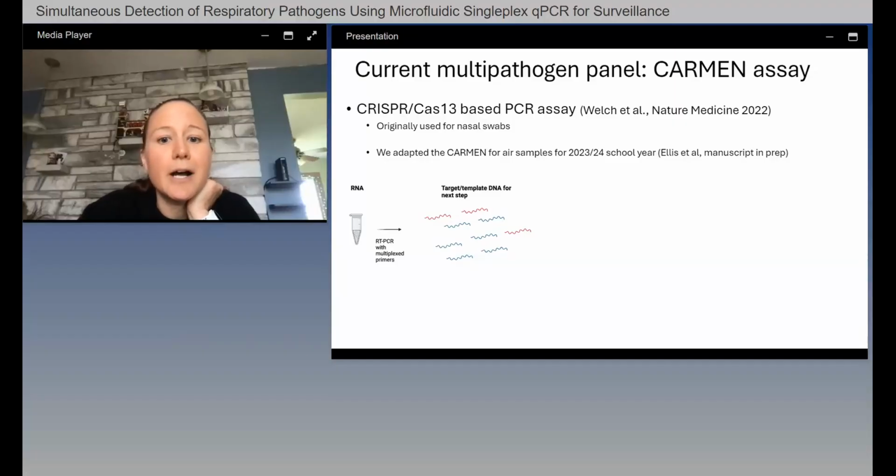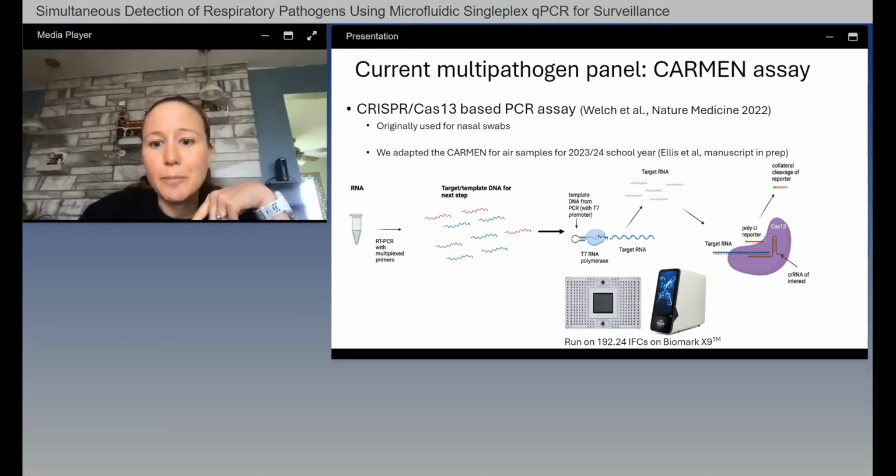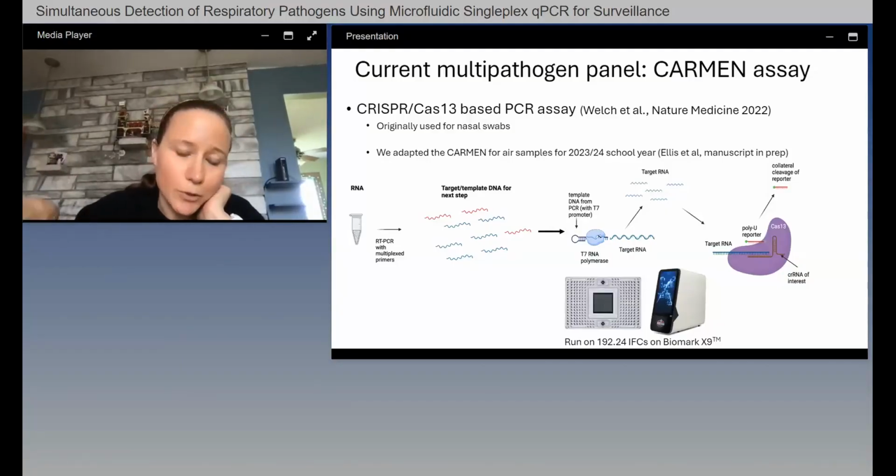To give you an example of what the pipeline looks like for the Carmen assay, just to have a comparison for the RPP assay later: we take nucleic acids and then we perform reverse transcription PCR with multiplex primers. One important note about these primers is that they have a T7 promoter overhang on the 5' end of the forward primer. So all of the template DNA that we make has a T7 promoter region. That's important for the next step, which is performed on the Biomark X9, and it's run on a 192/24 IFC plate. That means that we can run up to 192 samples with 24 assays.